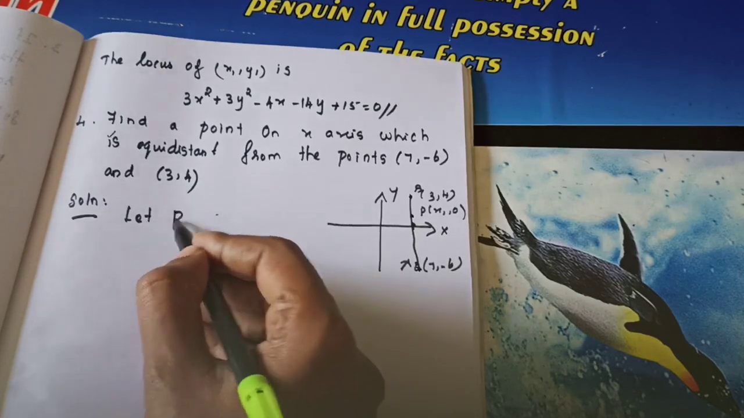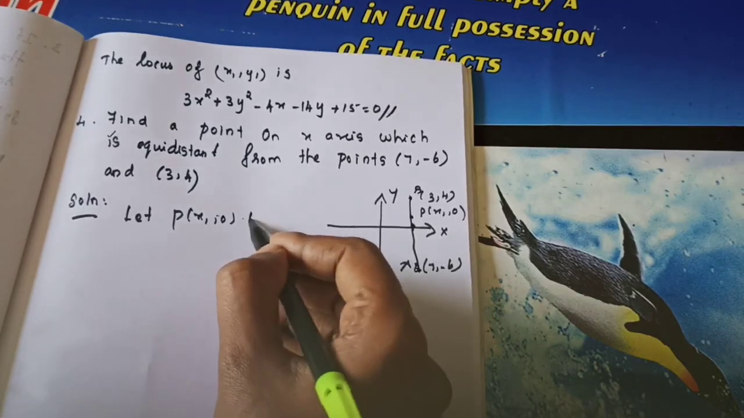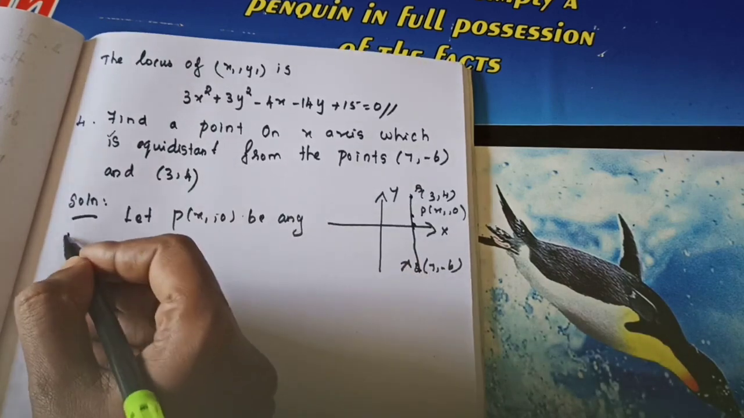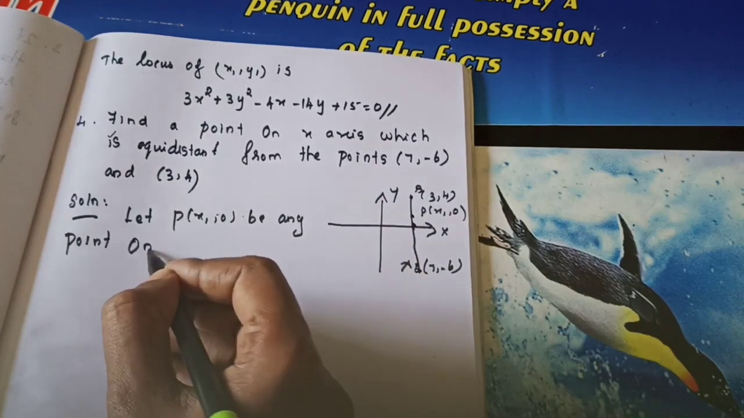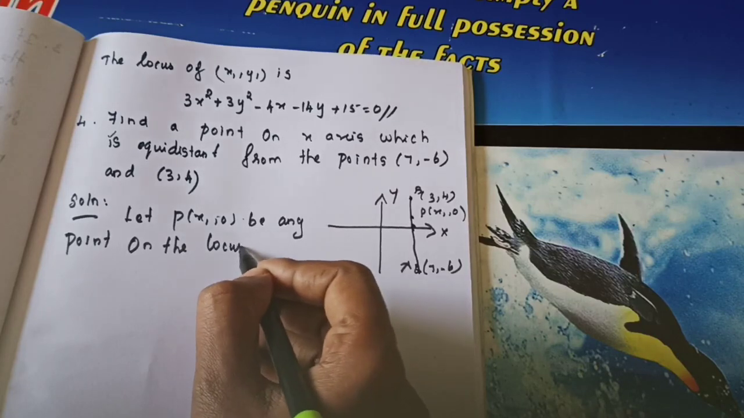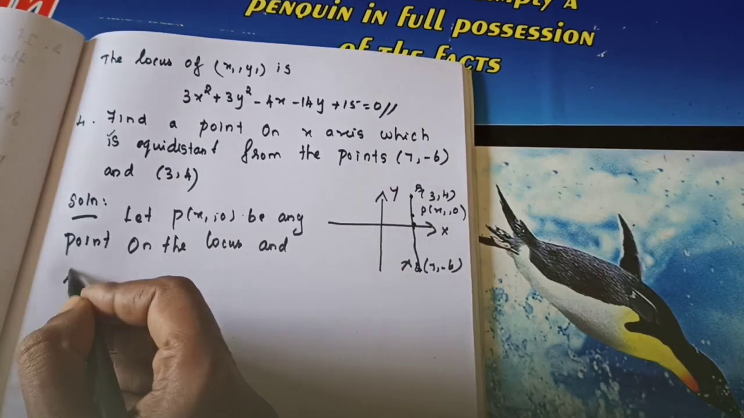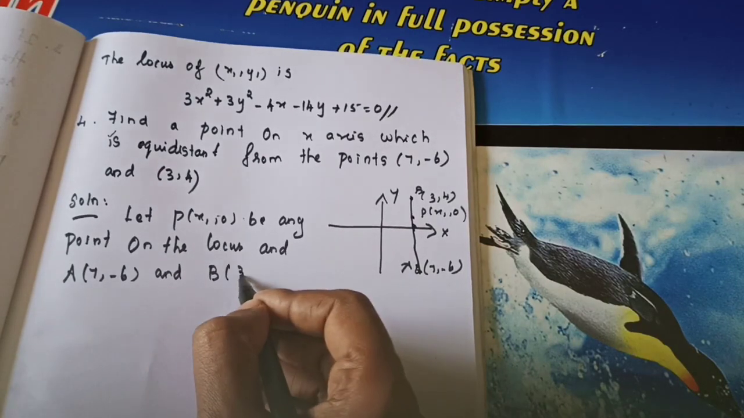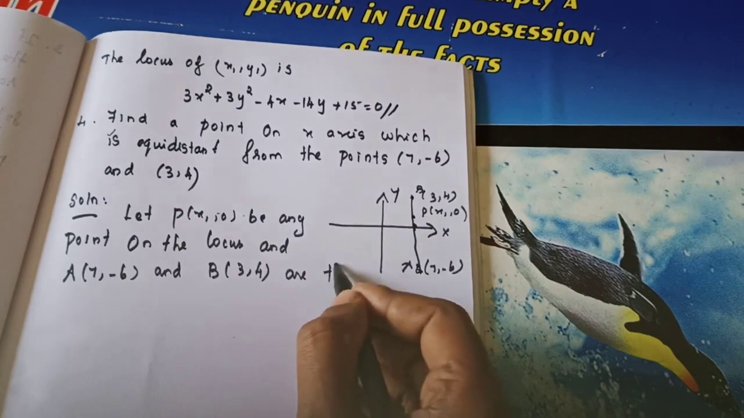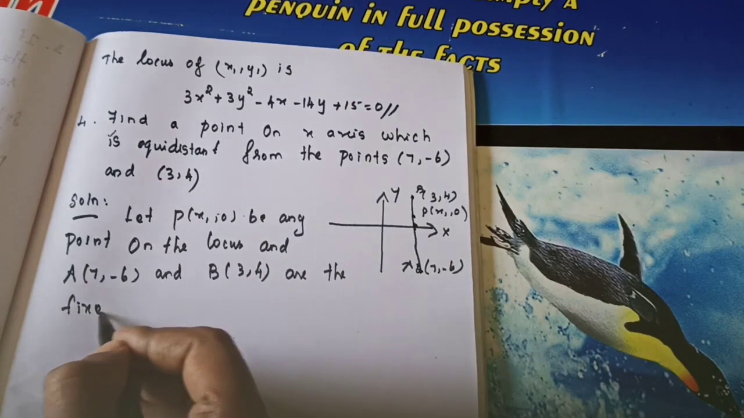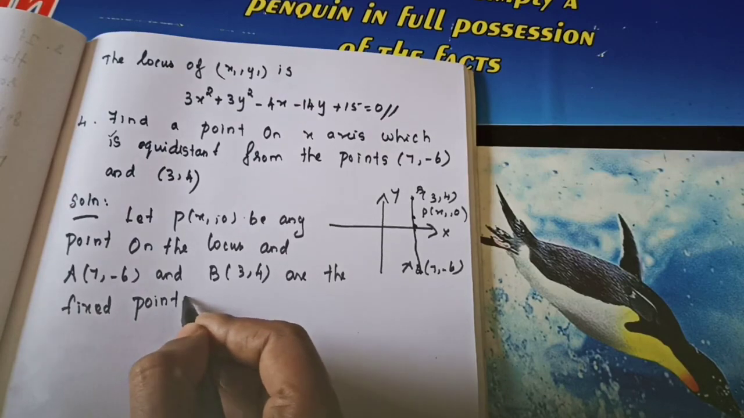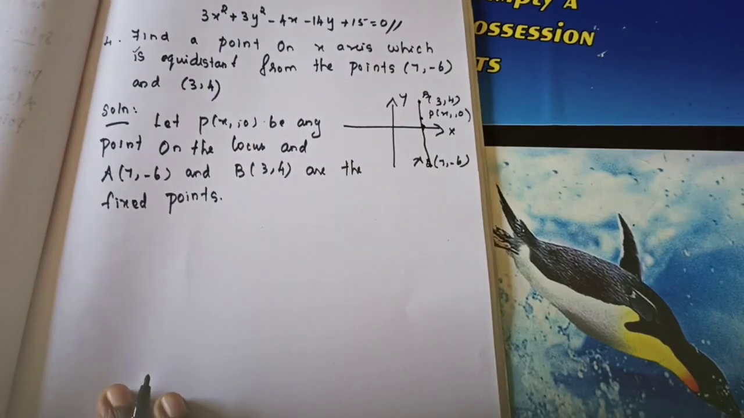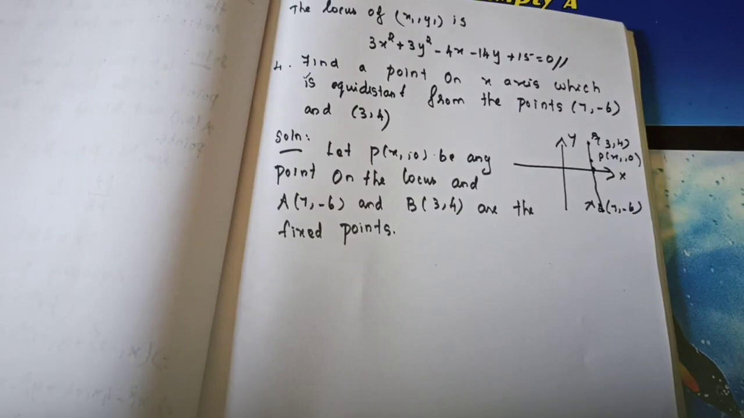Let P of x1, 0 be any point on the locus, and A (7, -6) and B (3, 4) are the fixed points. Read the question very carefully. Here we do not need to find the equation; we need to find the point.